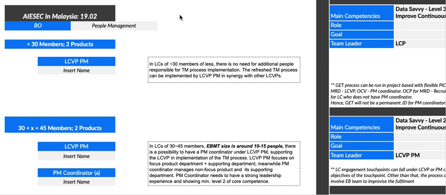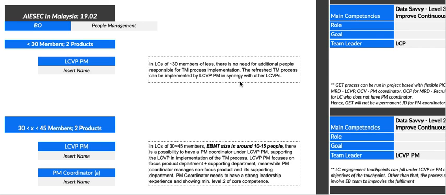So for example, if you have 30 members or less, around that number of members, there is no need for additional people responsible for the TM process. The refresh TM process can be implemented by LCPPM in synergy with other LCVPs. If you look at the criteria of who, it basically explains that team leaders' responsibility is to implement team standards, right?